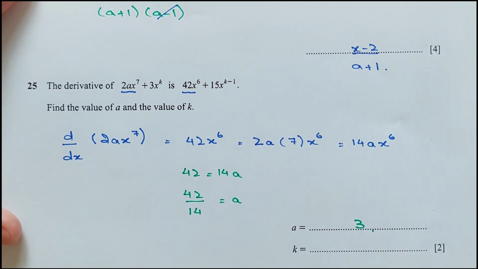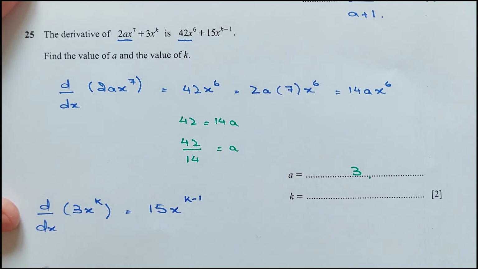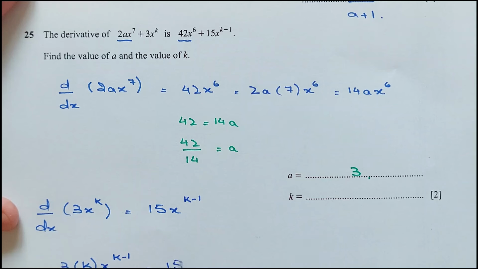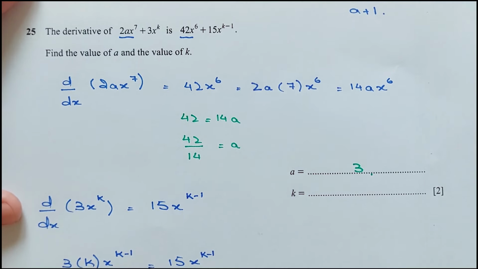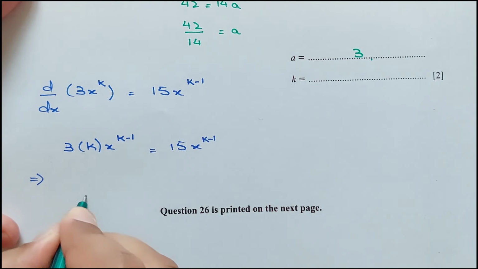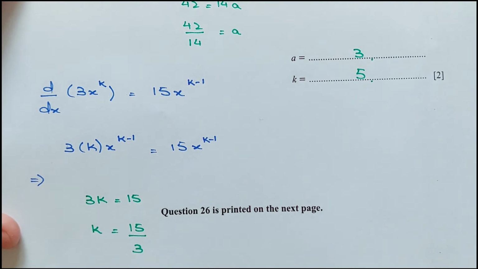Now let me do the same thing for the second term. The derivative d over dx of 3x to the power k is equal to 15x to the power k minus 1. Let me differentiate this. 3 stays the same, the power k comes to the front, and x to the power k minus 1. So x power k minus 1 stays the same, just simplify the constants. We have 3k equals 15. So what is k? k equals 15 over 3. 3 times 5 is 15, so k is 5 and a equals 3.